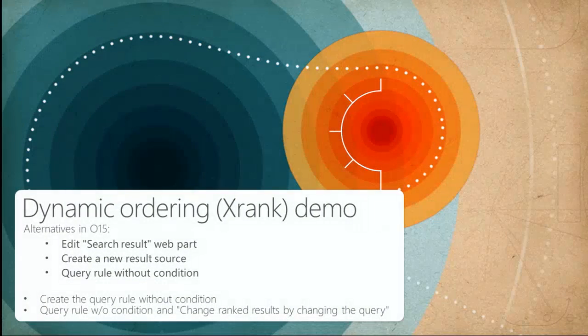Thank you, Victor. So there's at least 3 ways of using the X rank in the system. So you can use it either in a result source to then restrict and then specifically rank that source, or you can do it directly on the web page in the web part, or you can just create a query rule without any condition. The query rule without any condition is not recommended, but I'll do that anyway in this demo. Yes, don't do this at home.